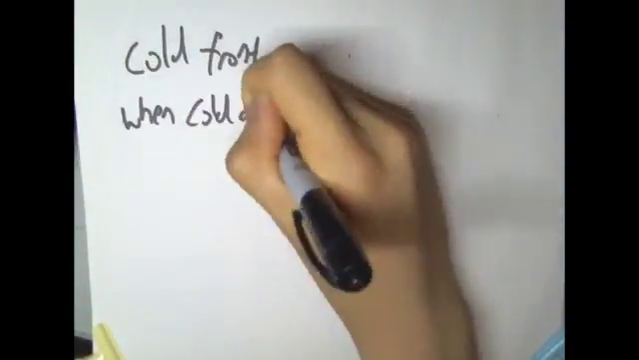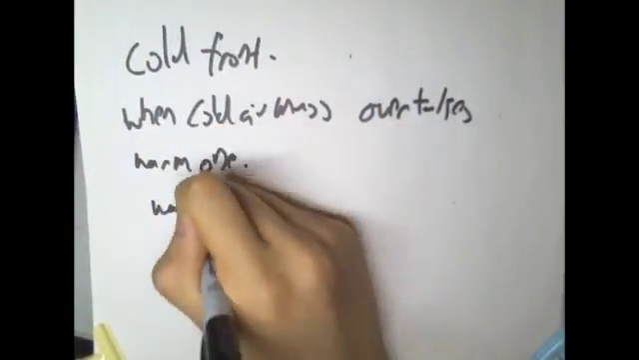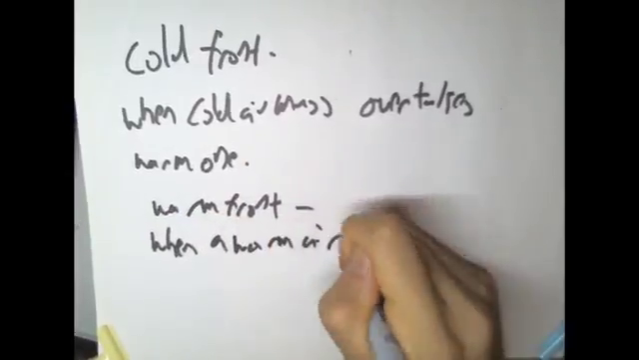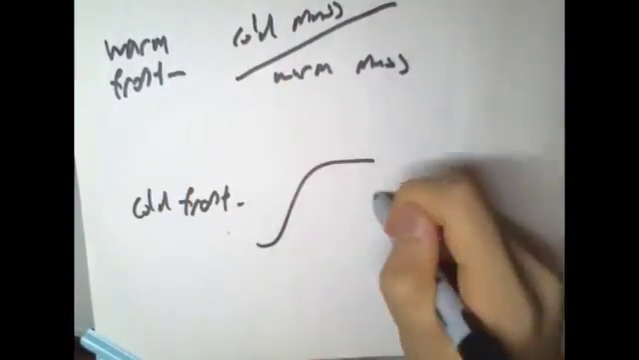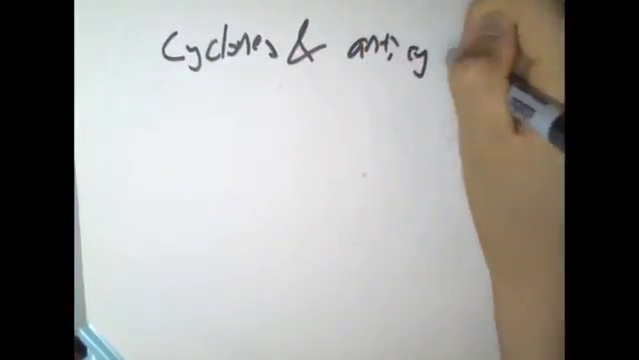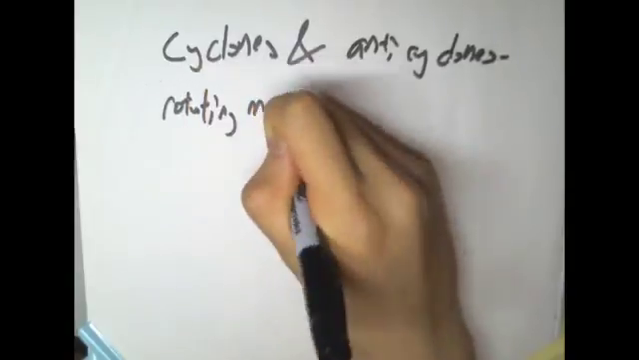A cold front is when a cold air mass overtakes a warm air mass, and the warm front is when a warm air mass takes over a cold air mass. Usually, warm fronts are a lot less steep than cold fronts, and cold fronts usually cause a lot more bad weather. Going on to a different topic are cyclones and anticyclones.